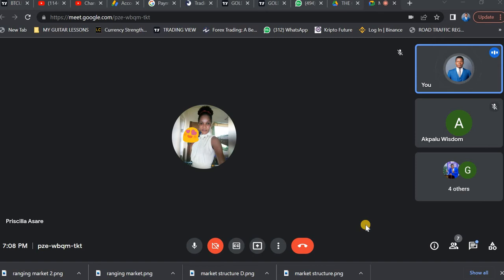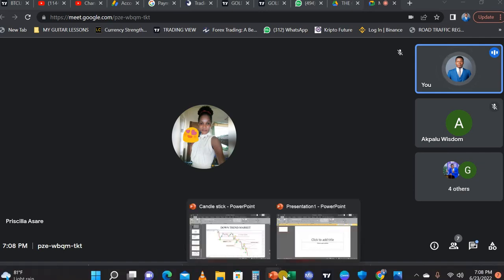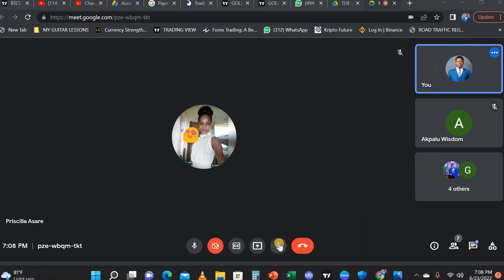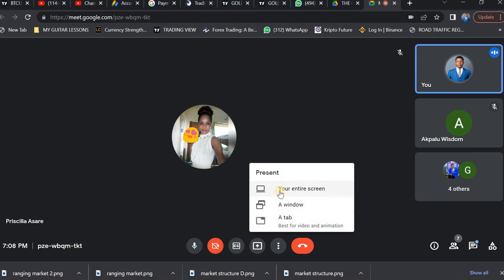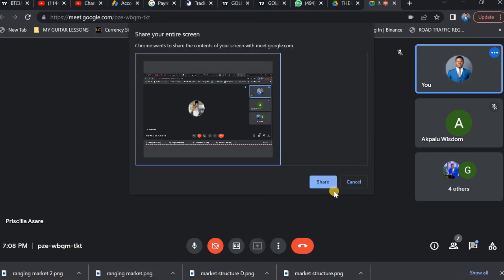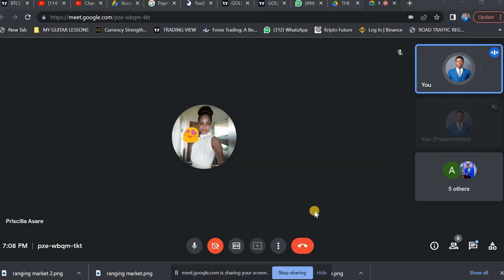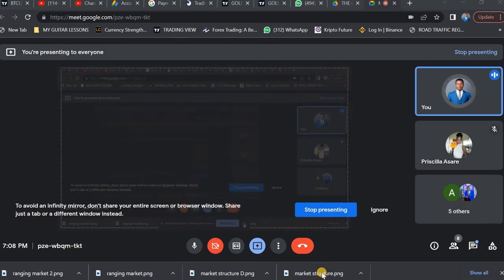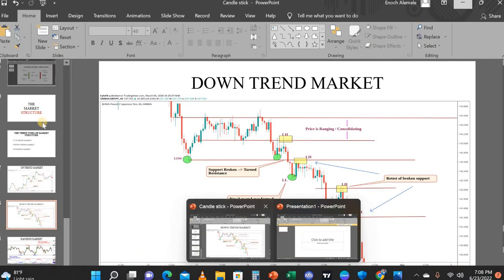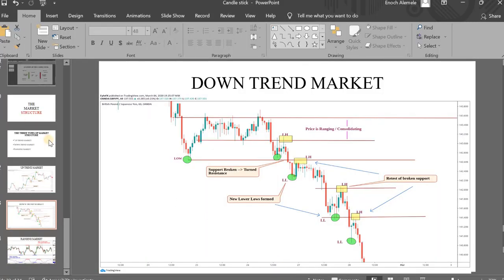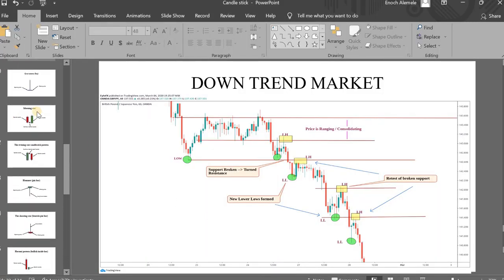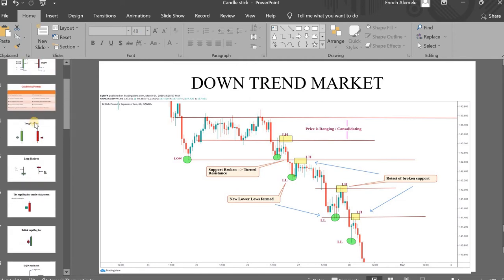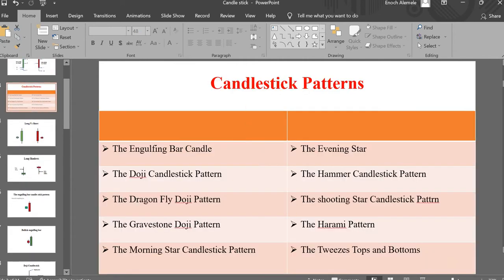Then yesterday, which was the second day, we learned about candlestick patterns. We learned that there are different shapes of the candlestick, and each of these shapes has its own psychology behind its formation. So I will share my screen right away and take you through a quick recap of what we did yesterday, and then we can commence with today's lesson.